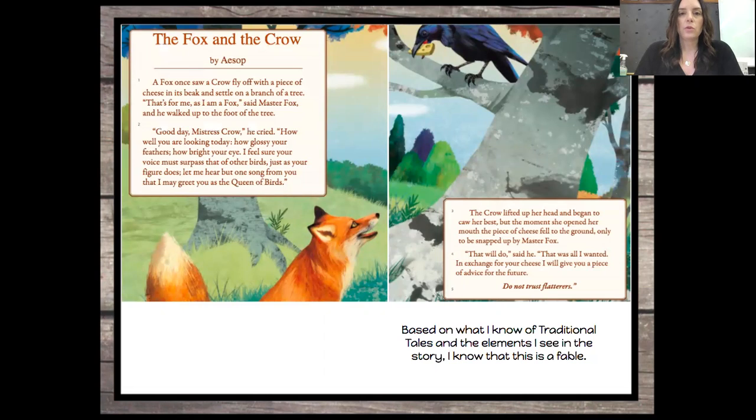So I'm going to read this text to you. Follow along with me. It's called The Fox and the Crow by Aesop.